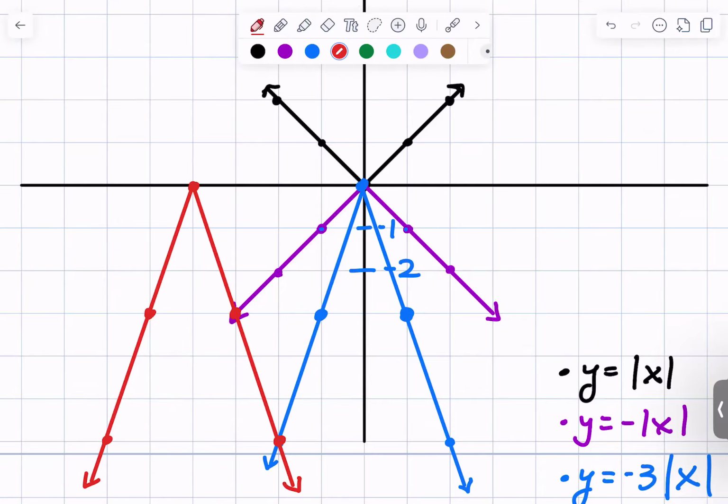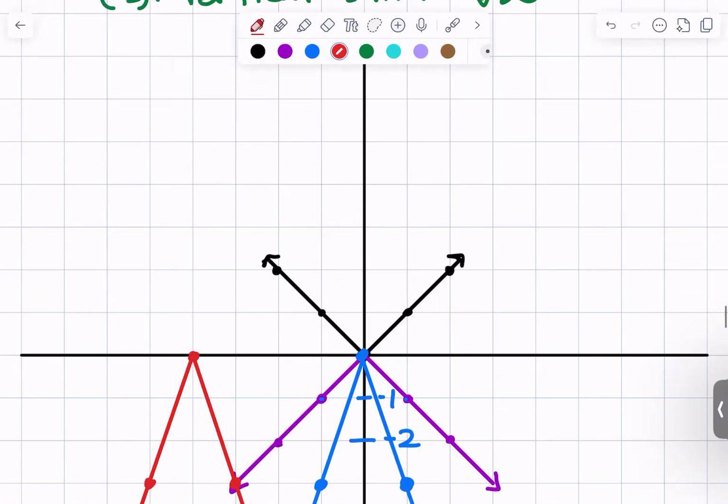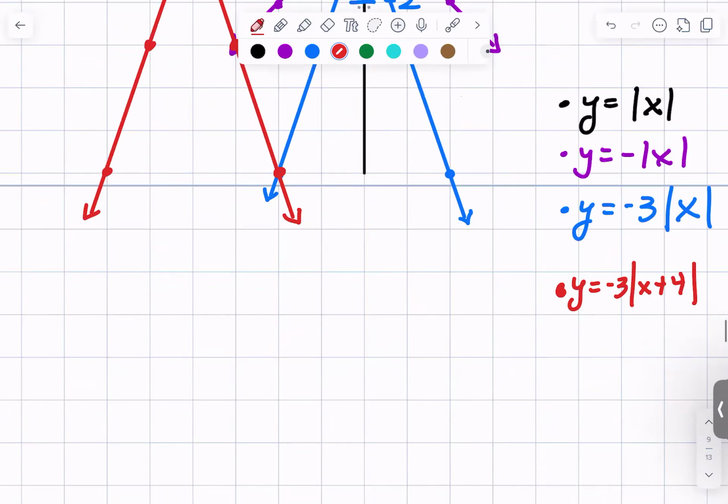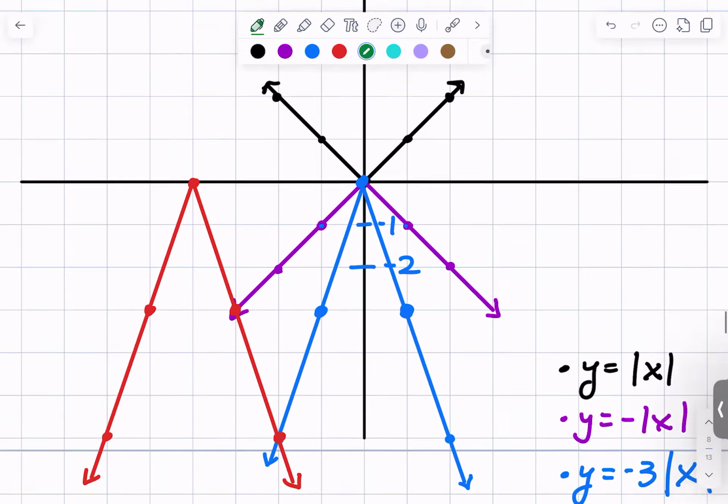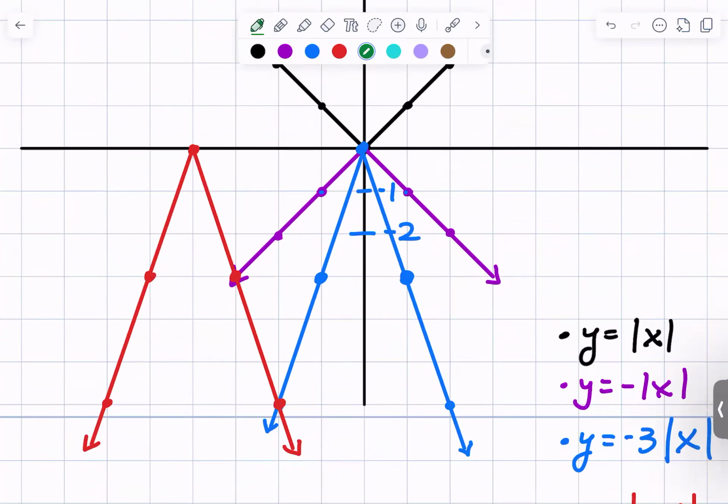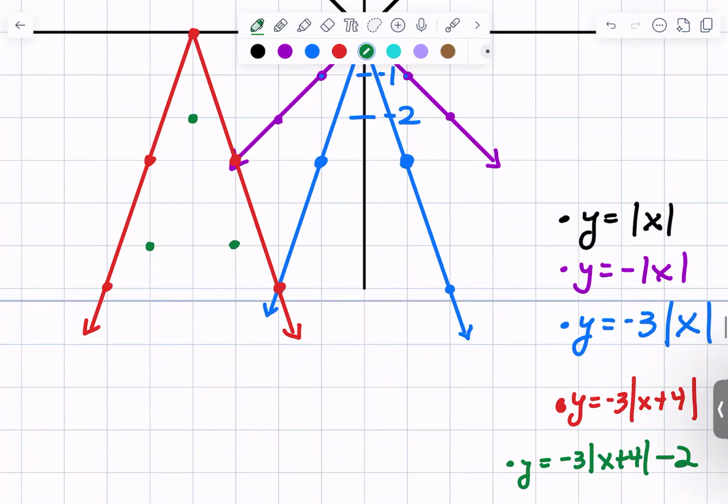Okay. And then the last transformation, we have a -2, a vertical shift down 2. So this would be y equals -3 absolute value of x plus 4, minus 2, right? So all we're gonna do is just move every point down 2 units. And class, if you guys ran out of paper, you don't have to do the last pair. Okay, just these 3 are fine.